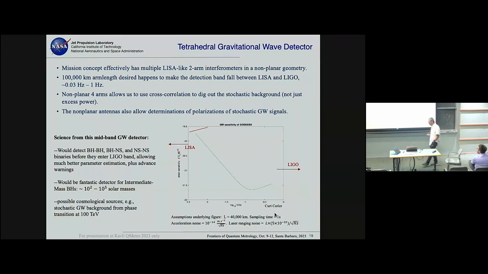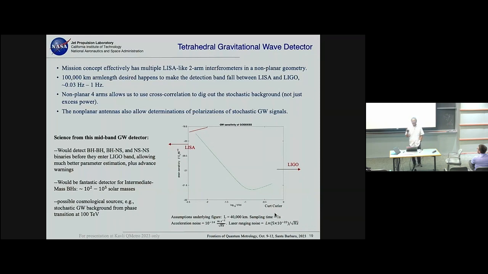The nice thing about this tetrahedral configuration is that you have the ability to do cross-correlation measurements that give you a chance to look into a possible stochastic background, not just excess power that LISA is trying to get. There are conjectures or beliefs that in the initial Big Bang there could be very early stochastic gravitational wave signals.